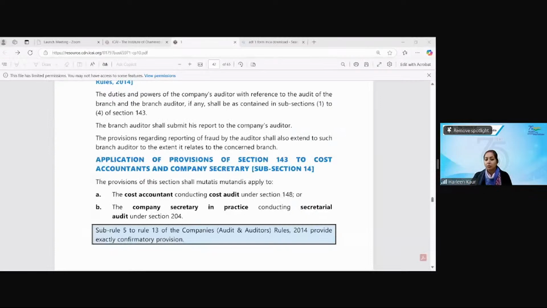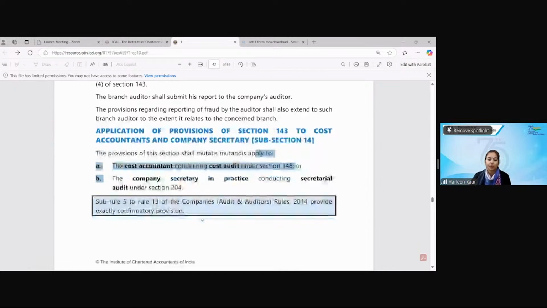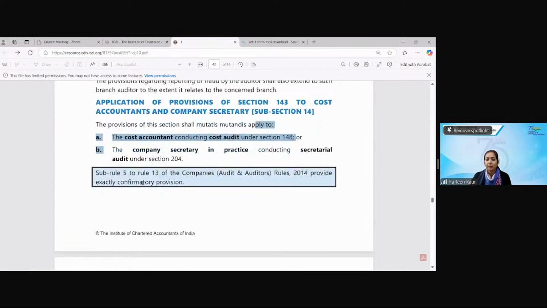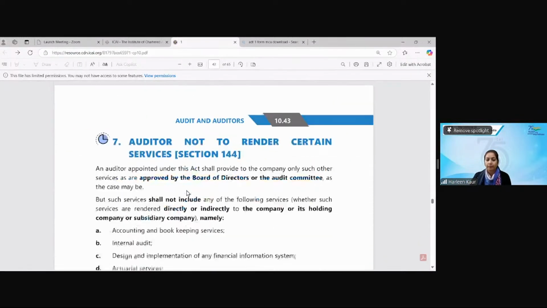So any cost accountant will be appointed as per section 148. Now we're going to do section 148. Section 148 tells us how the cost accountant is going to do the cost audit, and if there are any secretarial practices, then the company secretary will be doing their audit. It says same rules will be applicable to all of them also.